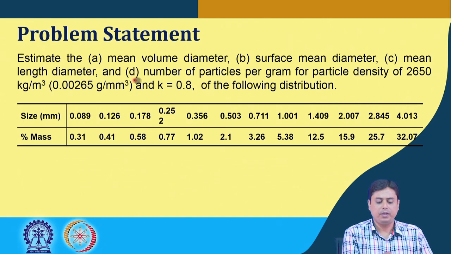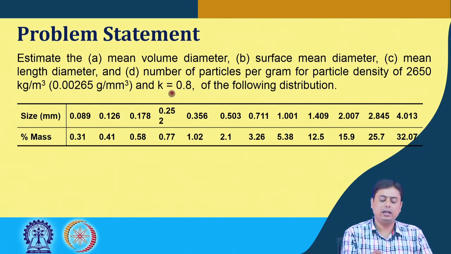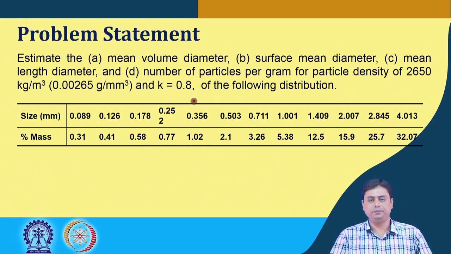length diameter and the number of particles per gram, if the particle density is 2650 kg per meter cube, and the shape factor, the constant required for the calculation of the volume or the mass, that shape dependent parameter k is 0.8. Okay. So, how do we solve this problem?